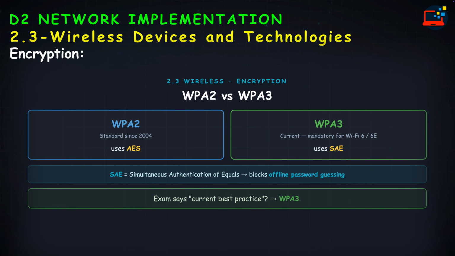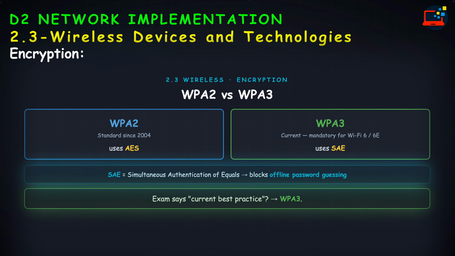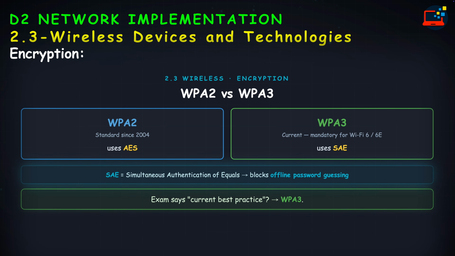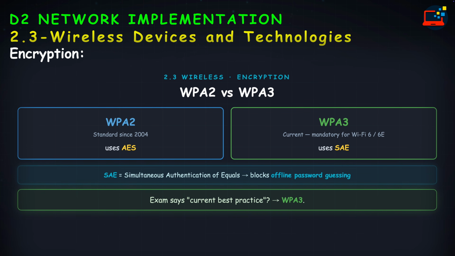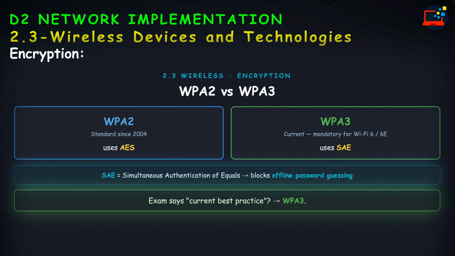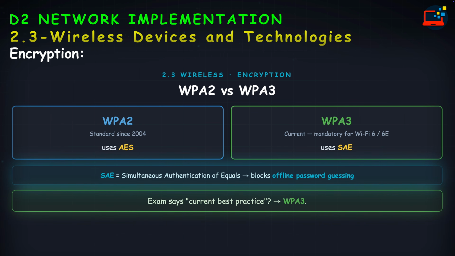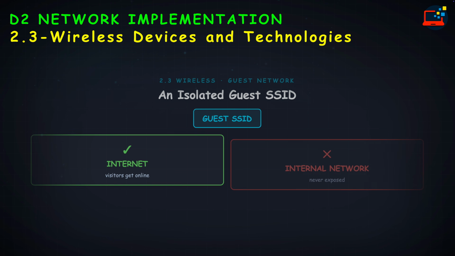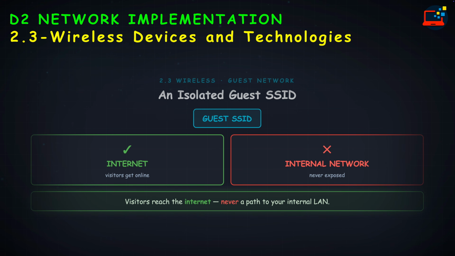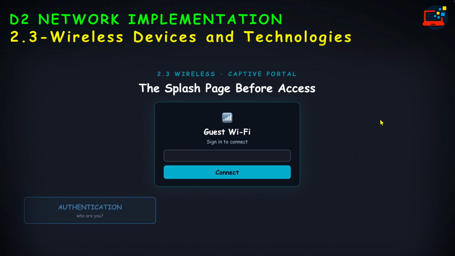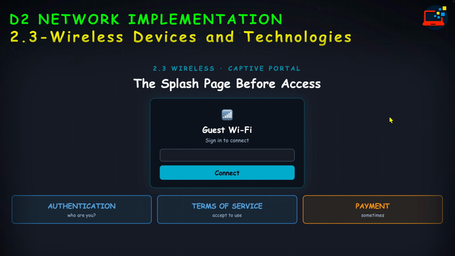Encryption. WPA2 has been the standard since 2004 and uses AES. WPA3 is the current standard, mandatory for new Wi-Fi 6 and 6E certification, and uses simultaneous authentication of equals, which protects against offline password guessing. If the exam asks for current best practice, the answer is WPA3. Guest networks are isolated SSIDs that give visitors internet access without exposing the internal network. Captive portals are the splash pages that pop up before granting access.